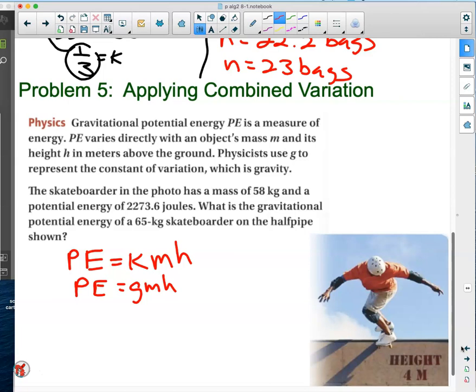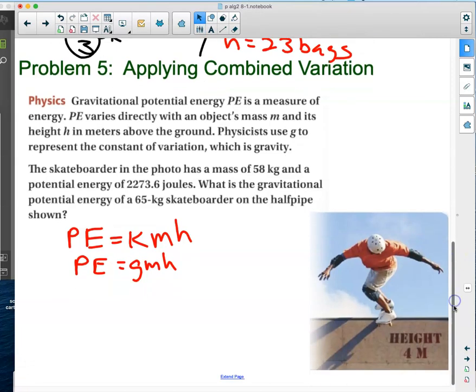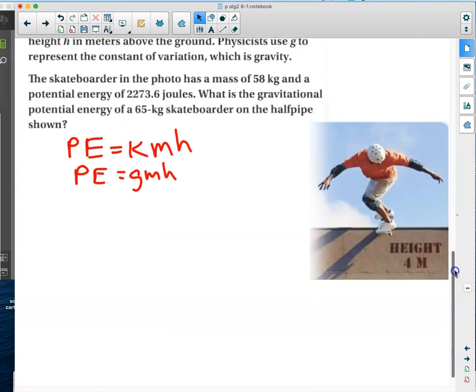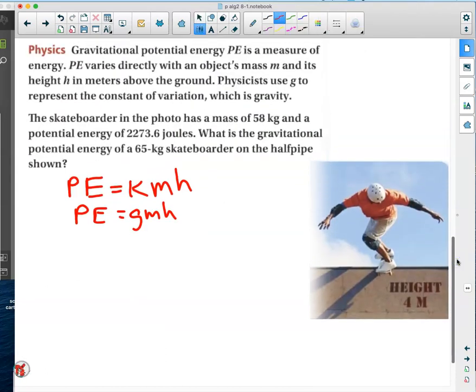The skateboarder in the photo. Well, better get that up here where we can see everything. There's the skateboarder in the photo. Has a mass of 58 kilograms. Oh, where's that go? And a potential energy of 2,273.6 joules. Where does that go? PE.